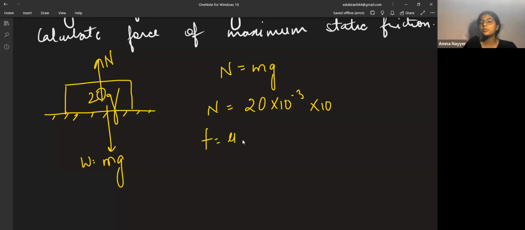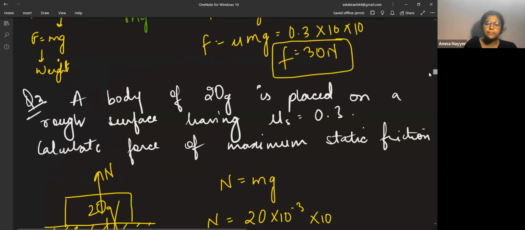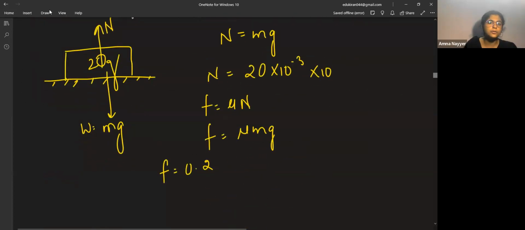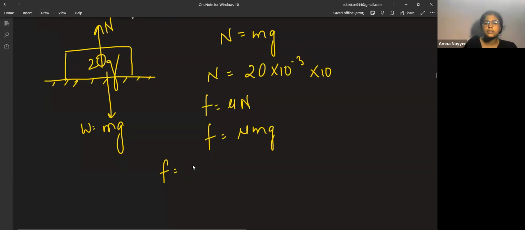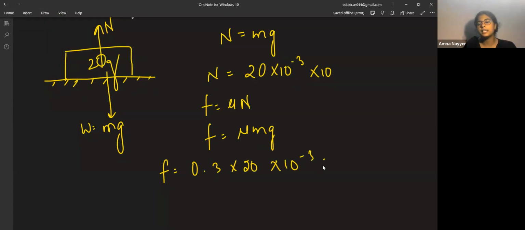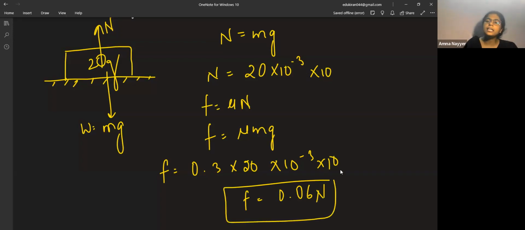Frictional force is mu n. Since your n is equal to mg, we write it as mu mg. So frictional force will become 0.3, this is 0.3, into 20 into 10 to the power minus 3 into 10, which would be 0.06 Newton, like this.